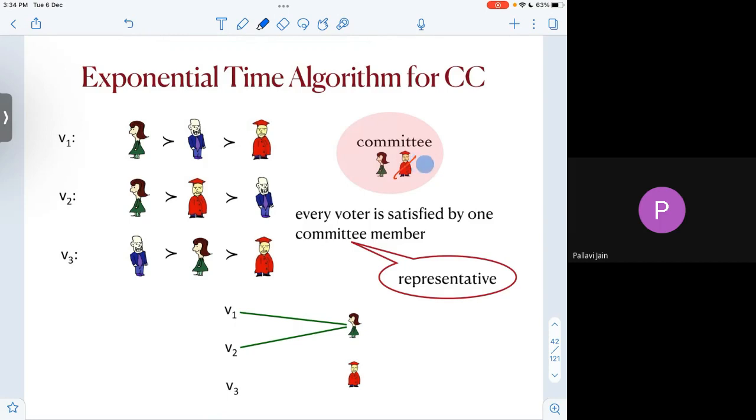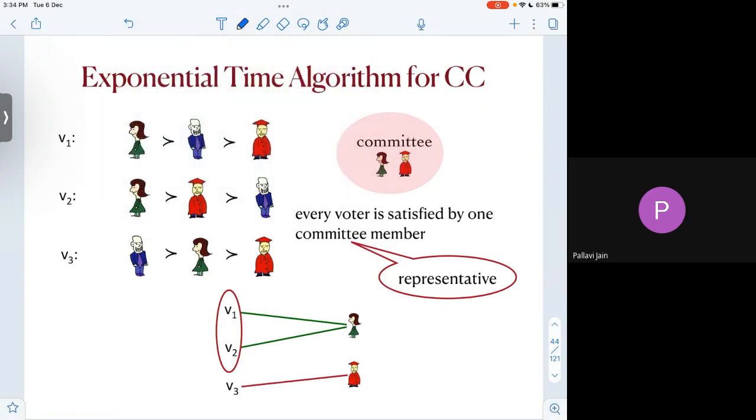This is blue. Okay. So for V1 and V2, the representative is this green lady, and for V3, the representative is blue. Correct? Okay. So now you will very soon see some matching problem.